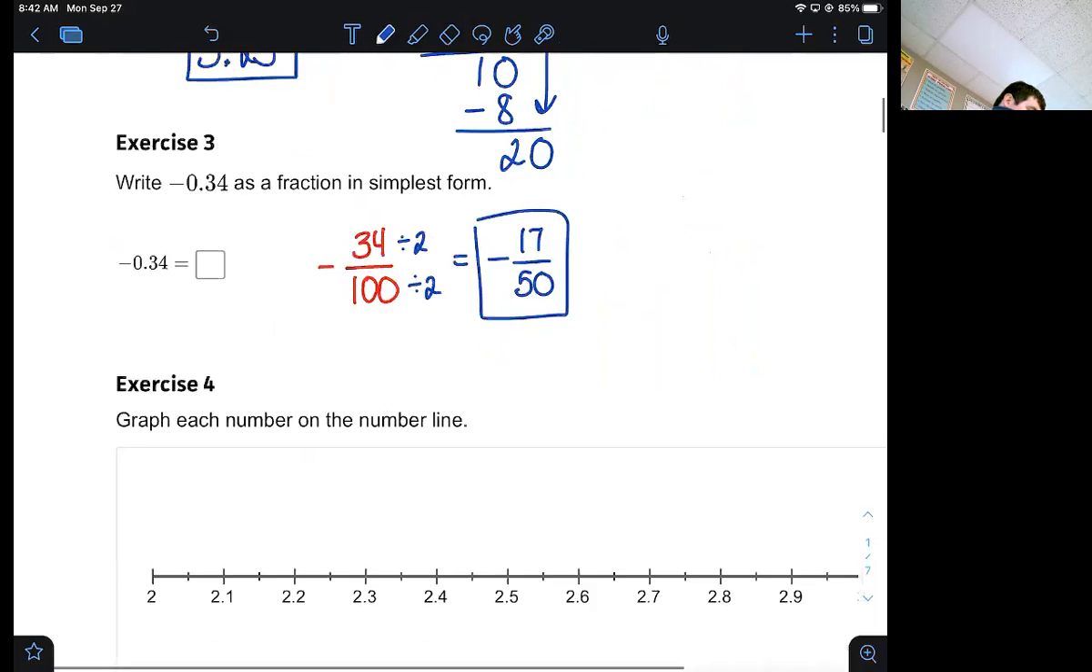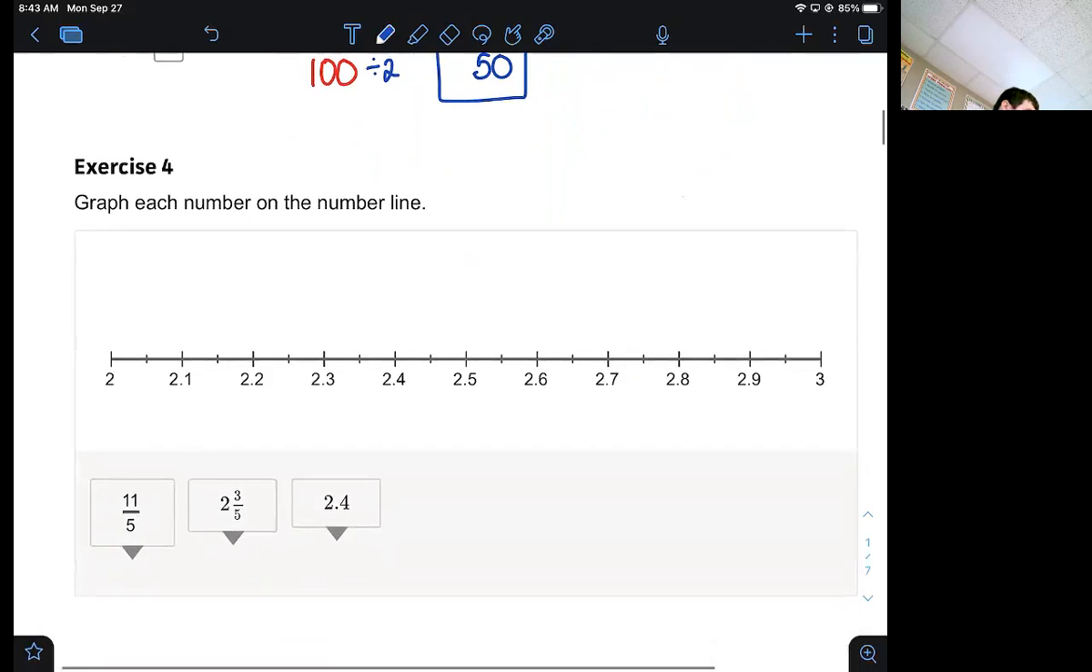Good. Number 4. Now we're going to order these from least to greatest on a number line. What is the number line counting by?